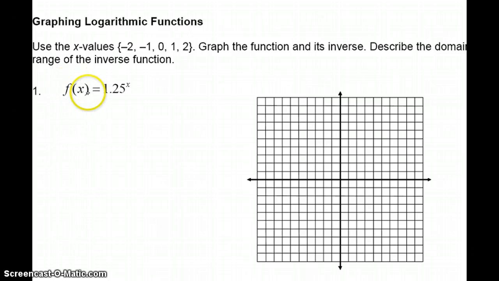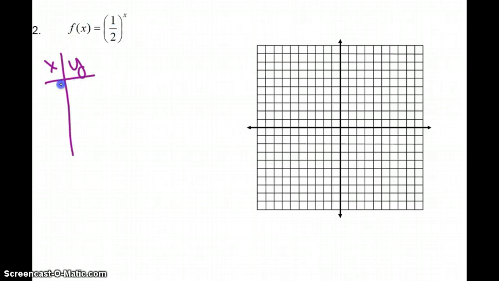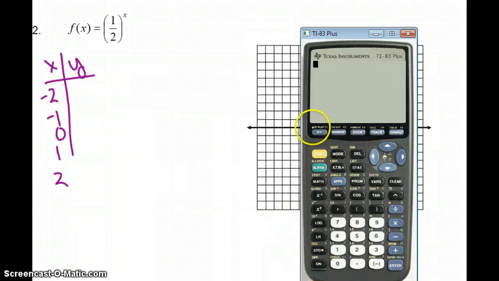Okay, this was the second page of the notes from Friday. We already did this first graph, so I'm going to do the second graph. Anytime you're going to graph a logarithm, you do the same thing. So you're going to graph x and y for the original function. You can use -2, -1, 0, 1, 2 for your x values. To get your y values, pull up the calculator, type in the function.